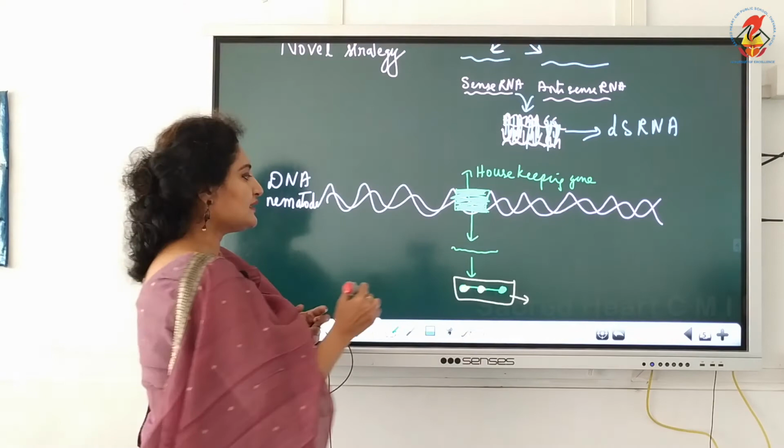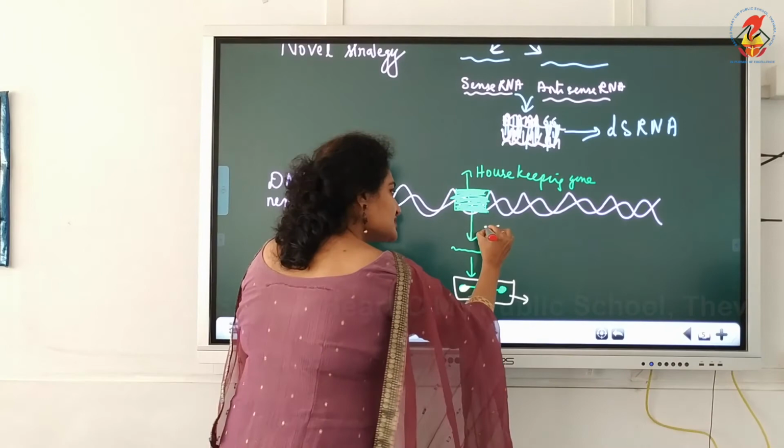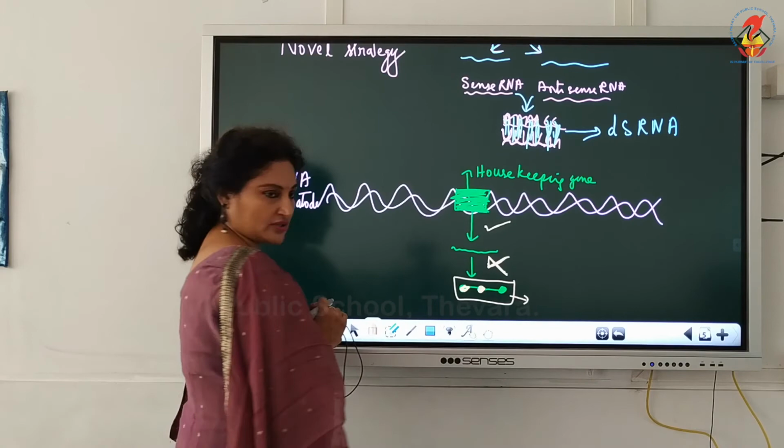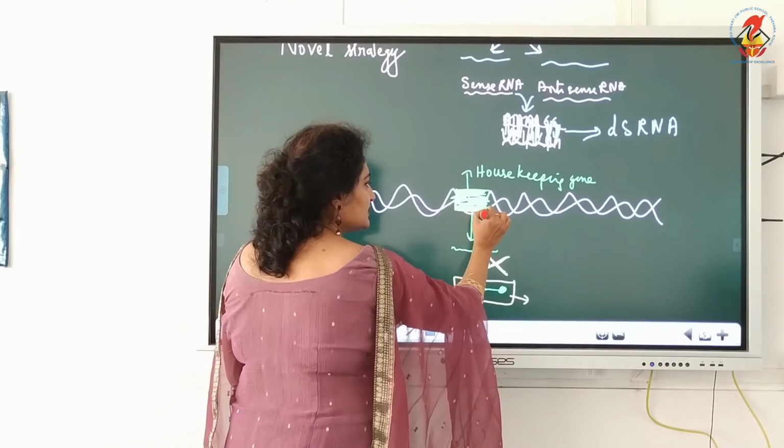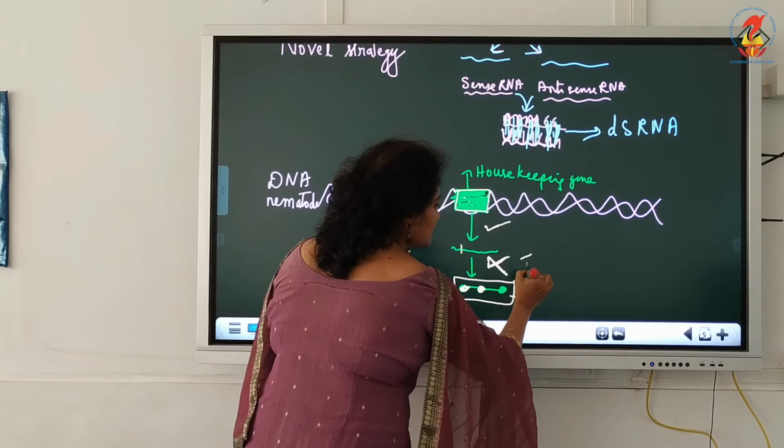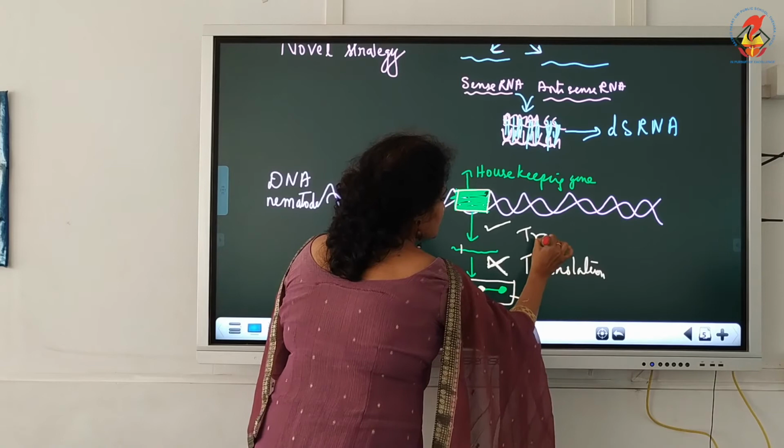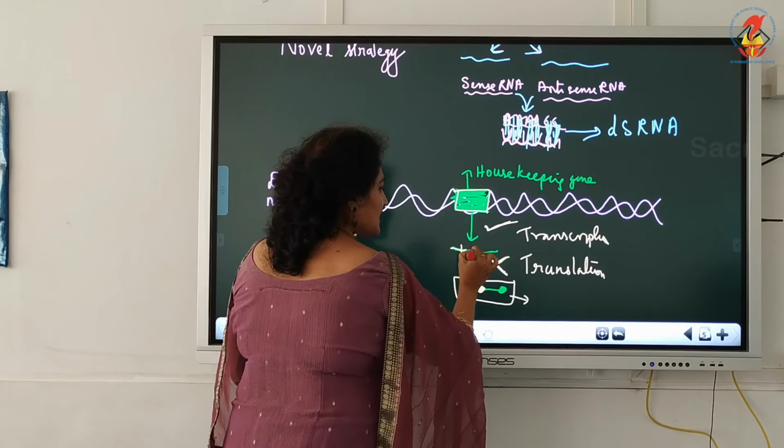It will be allowed to be produced if transcription is allowed and translation is allowed. But here, transcription was allowed, but translation was blocked. How was this translation blocked? So here it was not blocked at the gene level. We can block it here or we can block it here. Okay, the blocking was done at the translational level. Transcription took place and formed the mRNA, but further formation into the proteins was blocked.